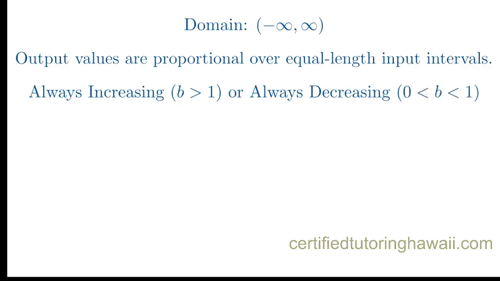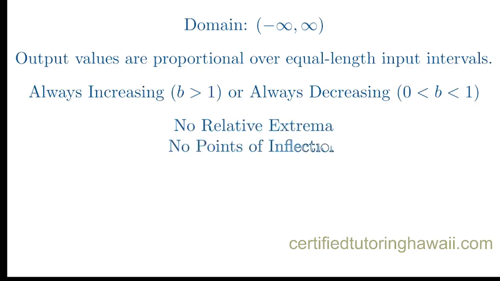Fourth, if a is positive, the graph is always concave up. This is a property we explore more in calculus, but visually it means the graph always curves upwards, like a bowl. Due to being always increasing or always decreasing and always concave up, these functions have no relative extrema or points of inflection. Because the graphs don't change direction or curvature, they have no points of inflection or relative extrema.